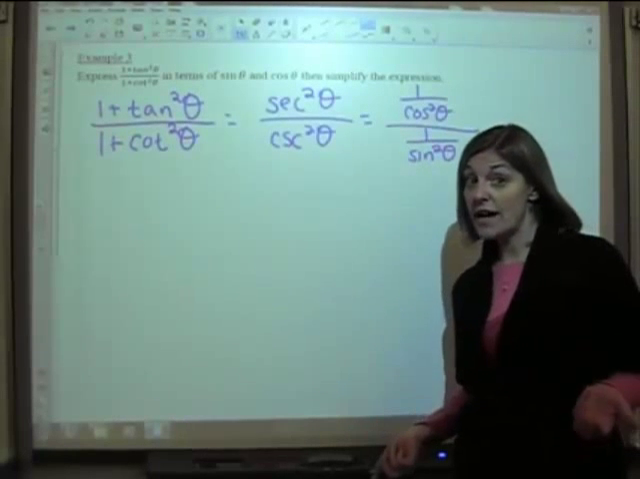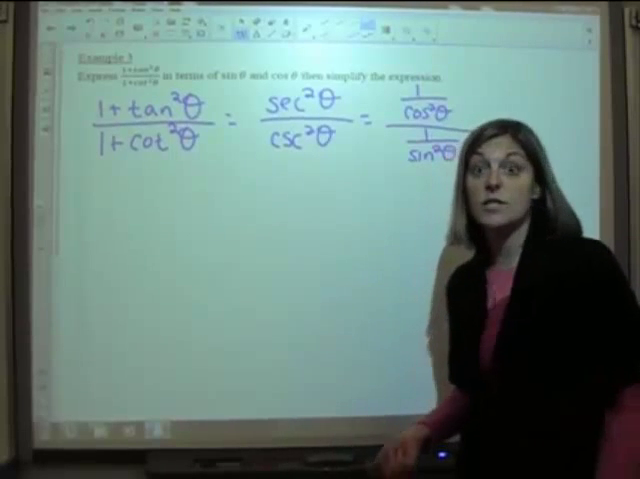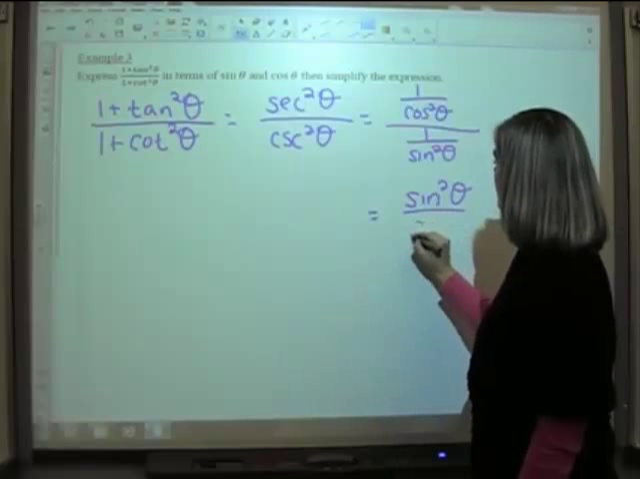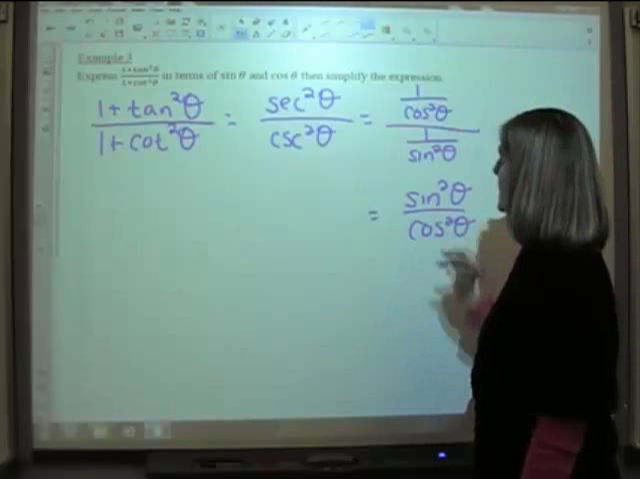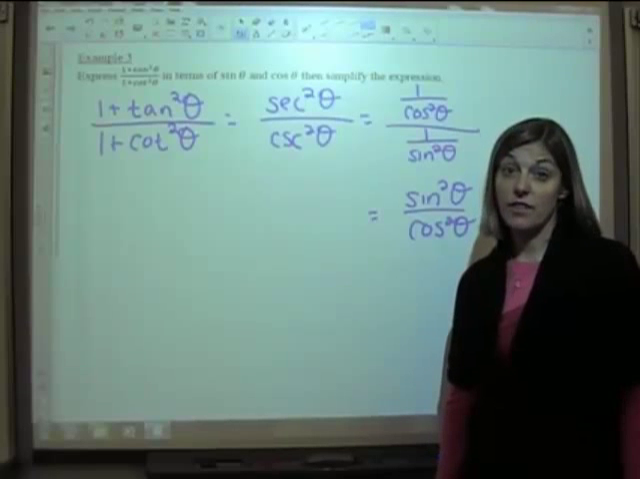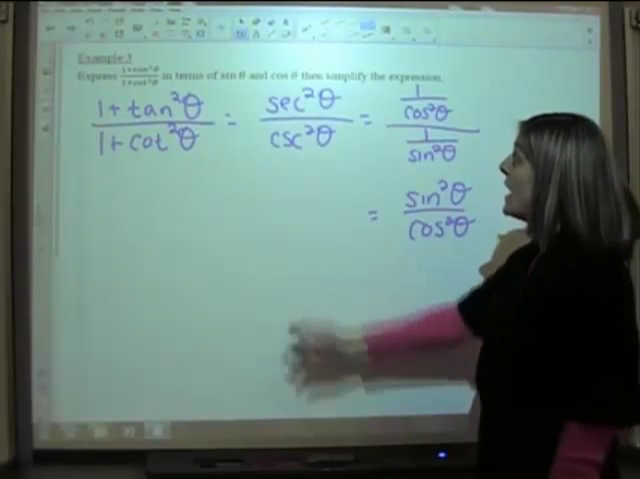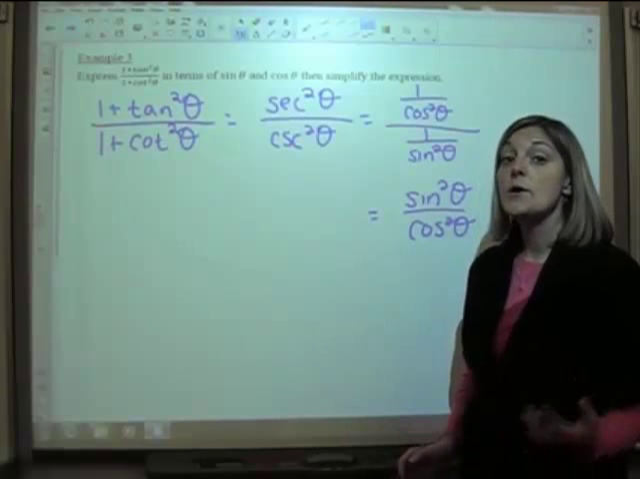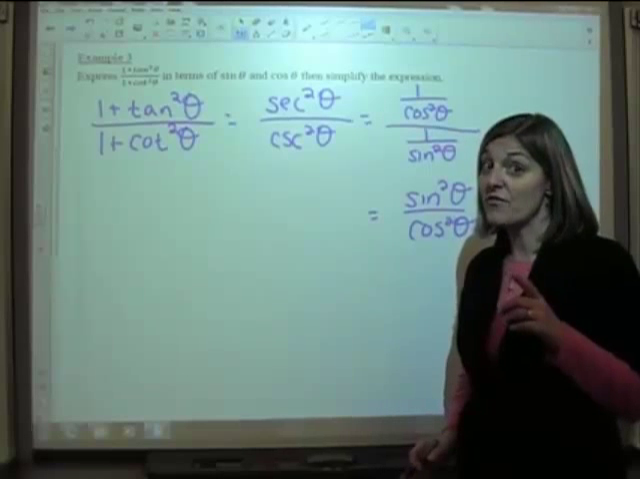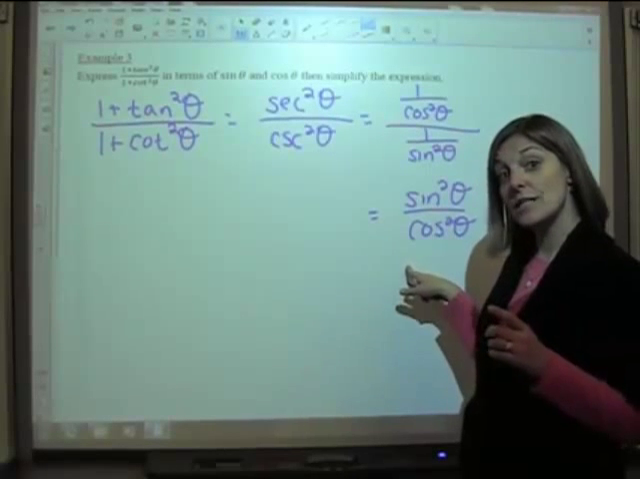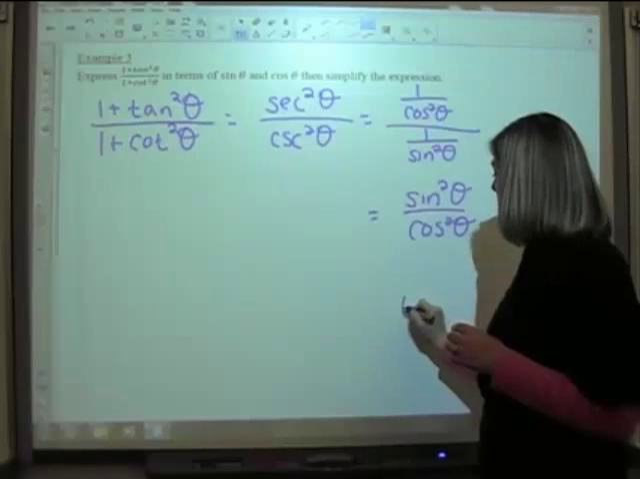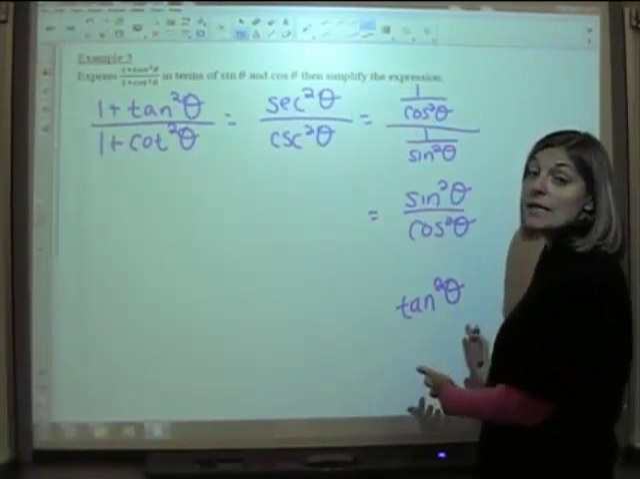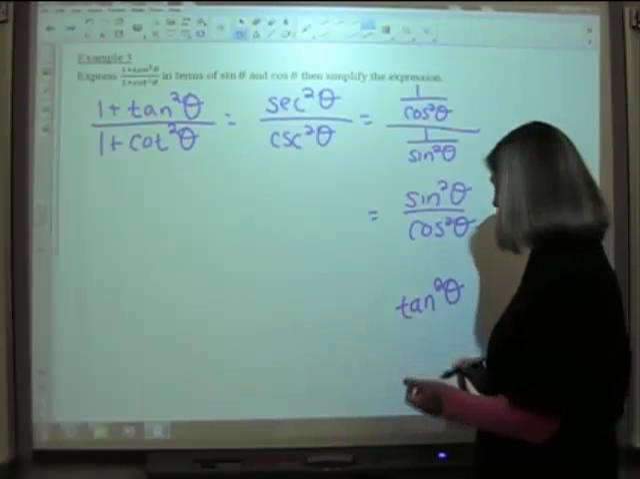All right, and how do we divide by a fraction? Multiply by the reciprocal. So your answer is sine squared theta over cosine squared theta. Now it said to express it in terms of sine and cosine, so we're done. But if it didn't, we could take it one step further because we know sine over cosine is the same thing as tangent. So that whole expression actually equals tangent squared theta.